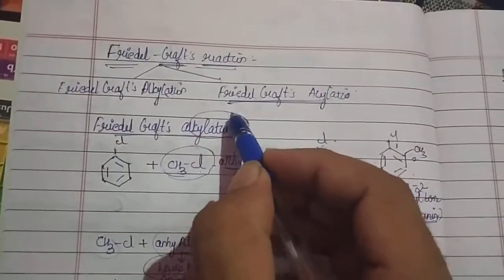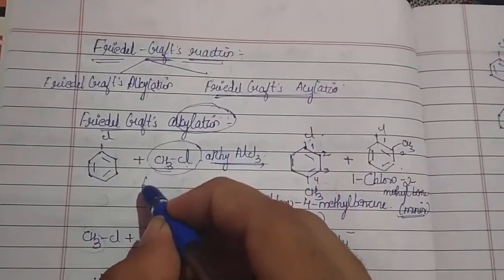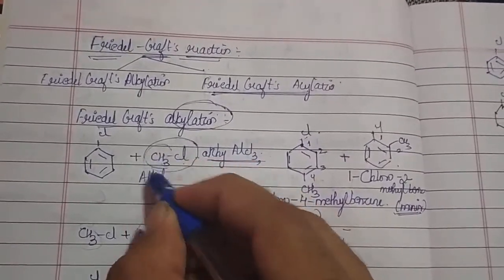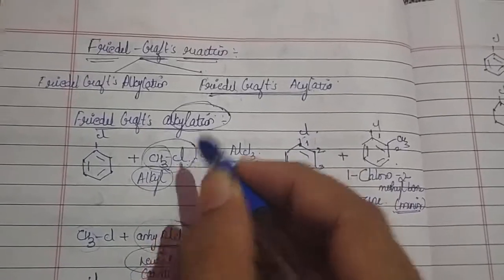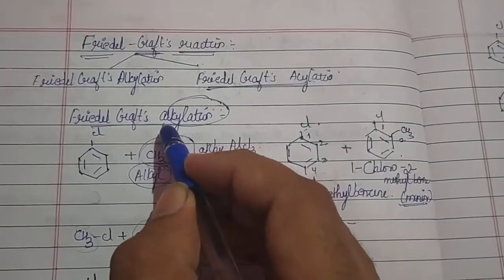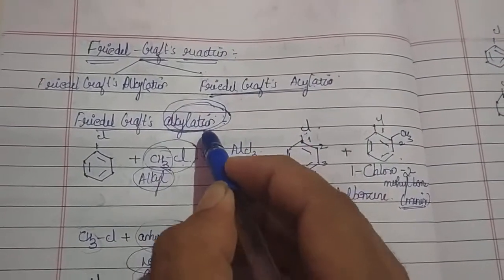Coming to the name remembrance, see here. Why is it called alkylation? Because here we are taking an alkyl group, CH3 group, from alkyl chloride. So that is the reason we have taken the name alkylation. This is a hint to remember this reaction.